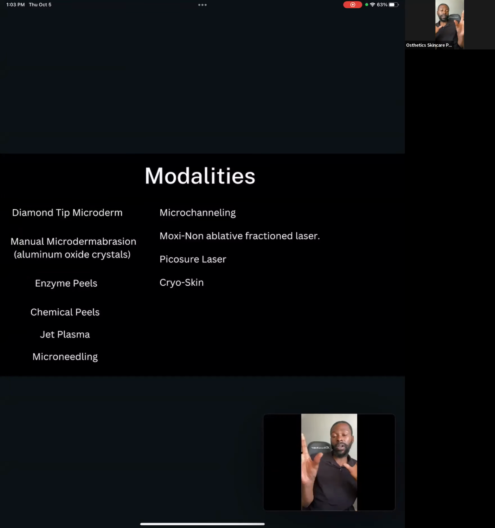Now, when it comes to modalities, these are the things that you can offer in your treatment room that will also help with hyperpigmentation, whether it's sun-induced or induced by trauma. The diamond tip microdermabrasion, as long as the suction is not too high, but also the manual microdermabrasion, which a lot of people sleep on and think that it's a thing of the past, but I would keep that around for hyperpigmentation because the aluminum oxide crystals produce amazing results when it comes to getting all that dark pigment off the surface of the skin. You can see a huge visible difference in 1 hour of getting a manual microdermabrasion.